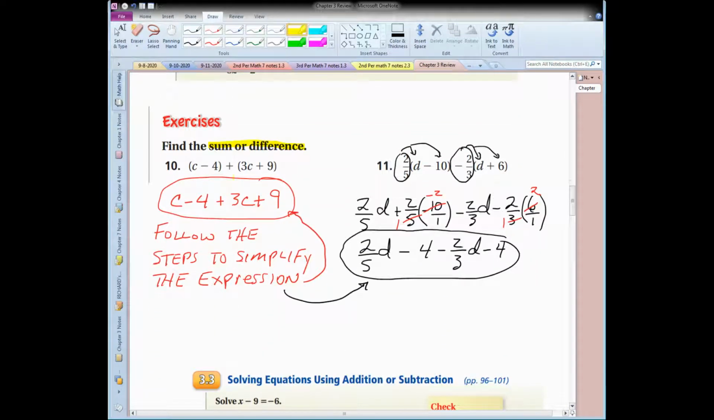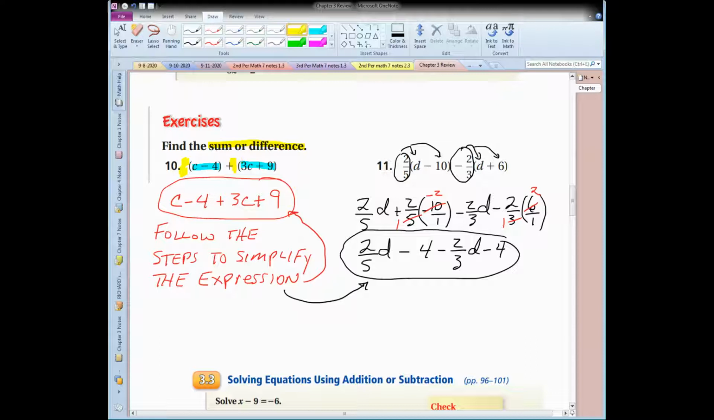So the first thing I did was I look in front of the linear expressions. The linear expressions are in parentheses. So 3c plus 9 is a linear expression. C minus 4 is also a linear expression. So I look in front of them or to the left of them, and I see that there's no numbers there. Okay, I don't see a number. So then if there's no numbers, then you can just drop the parentheses. Okay, you can just drop them.